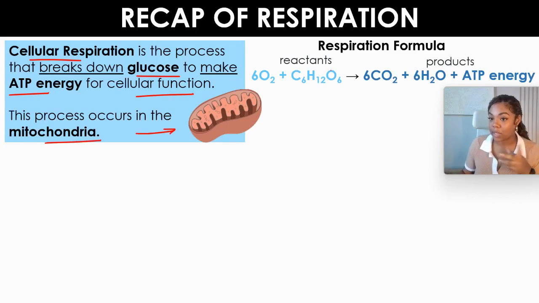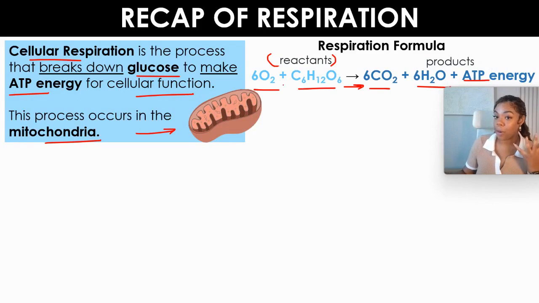So as we can see in the formula, the reactants of respiration is that the cell will take in oxygen and glucose, and it's going to make carbon dioxide, water, and ATP energy. Because again, the whole purpose is taking this glucose here and to make the energy so the cell can function.